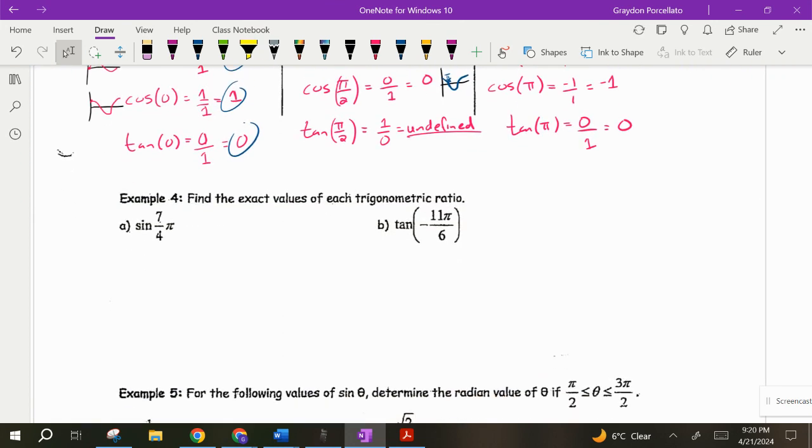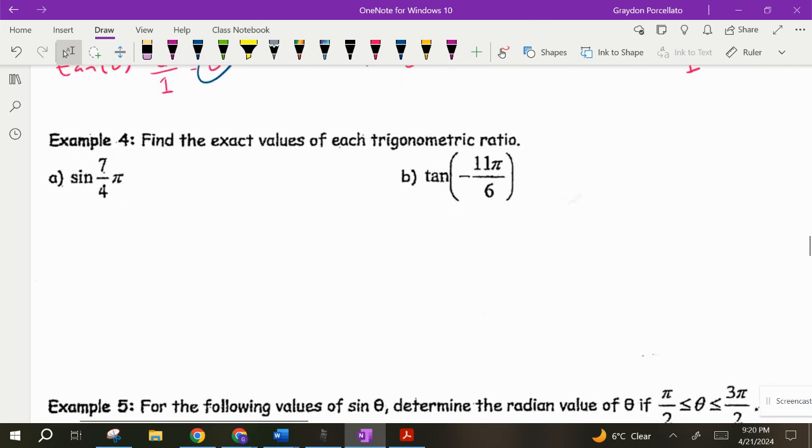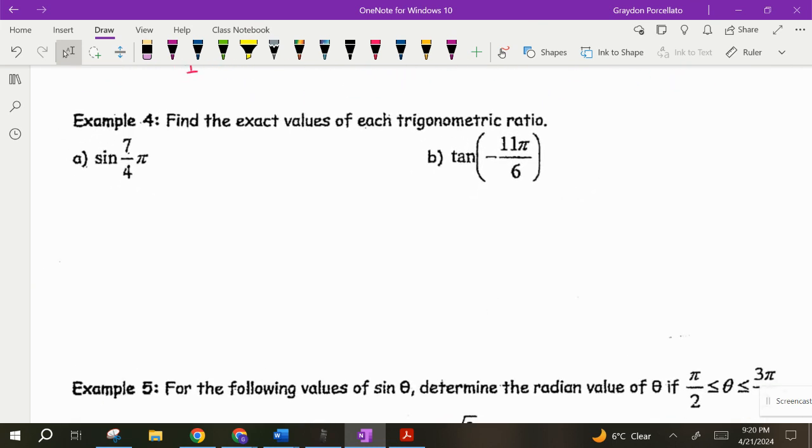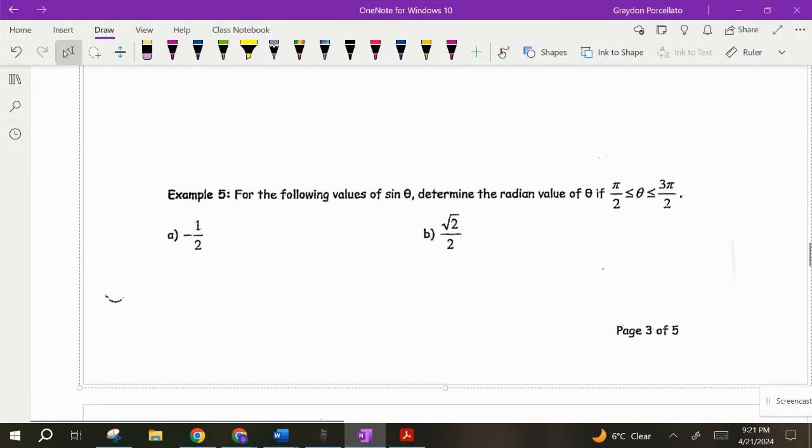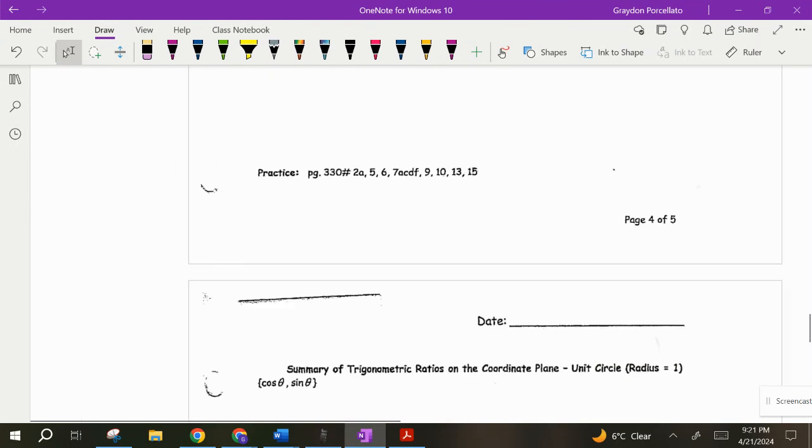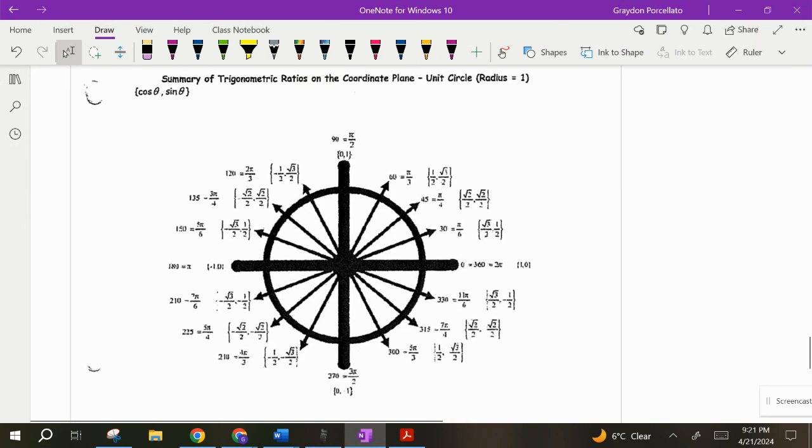All right. We have, I think, 3 more examples to do here. 4, 5, 6, oh, maybe 4 more. All right, this one says, find the exact value of each trigonometric ratio. Okay, so how do we go about these questions here? Well, what we're going to do is draw out, and hopefully you have the package. I'm just going to scroll down quick. This here is a summary of trig ratios on the coordinate plane.